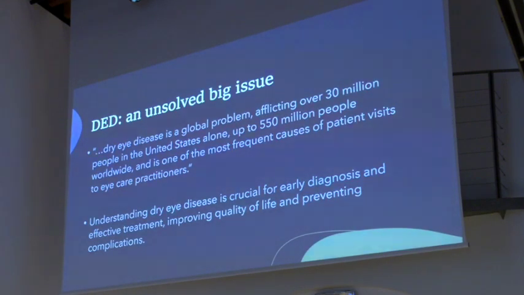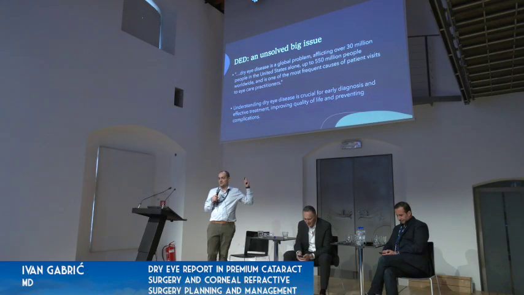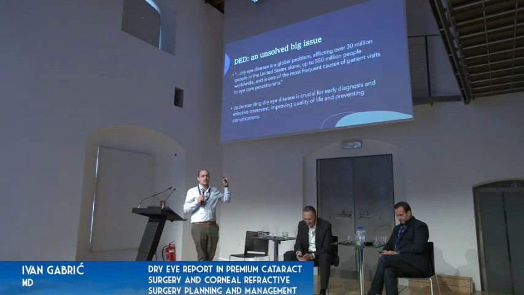Why? First of all, because there are so many of them. I don't even think these numbers here are semi-accurate. I think they're triple what it says here. I think there's over 1.5 billion people suffering from dry eye. Why? Because of the way we live.